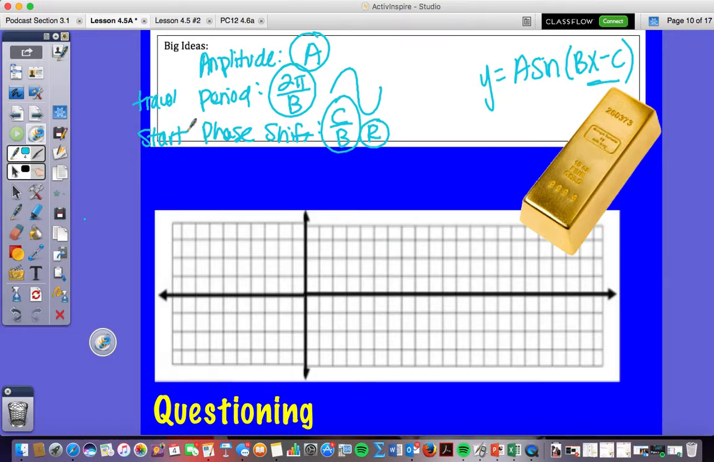Okay, so here's how I relate this. All right, really listen. This is a big deal here. The biggest mistake that I see in Pre-Cal 12 is people get these 2 mixed up. Phase shift is the location that I start. Period is the distance I travel. So if I start in Atlanta and I head to Texas, the starting point is my phase shift. The period is the distance that I travel.